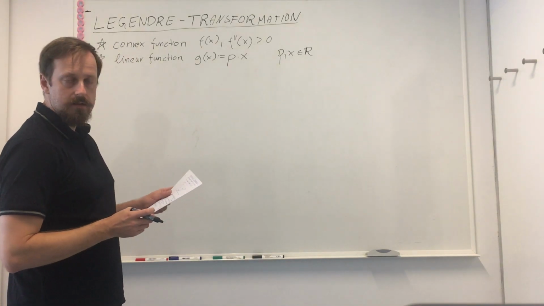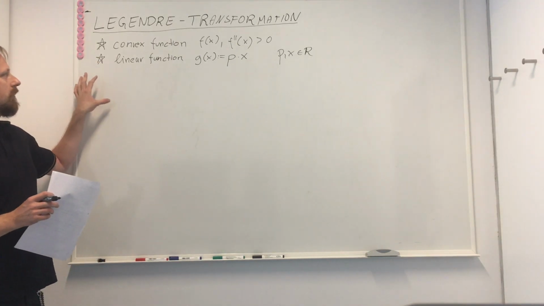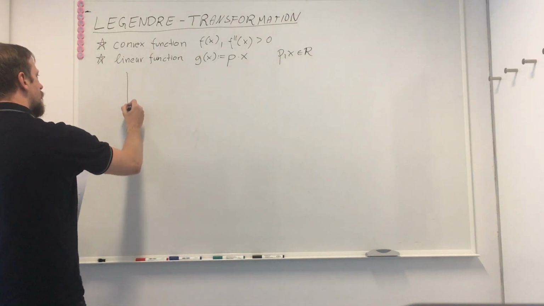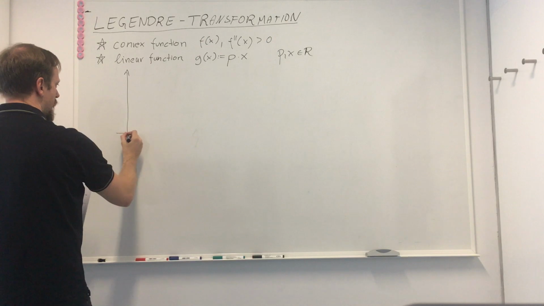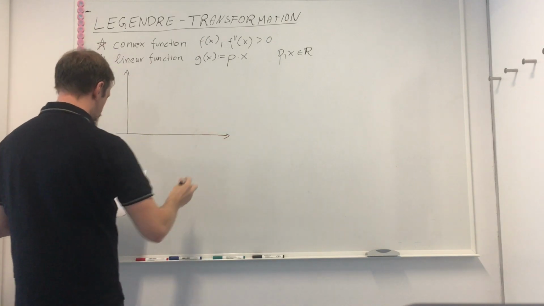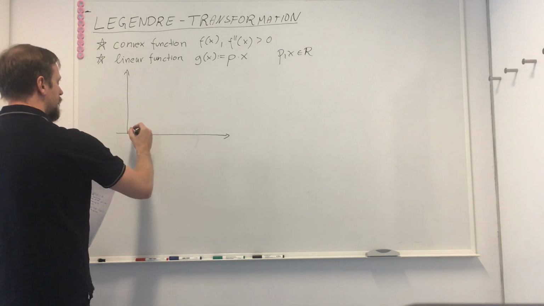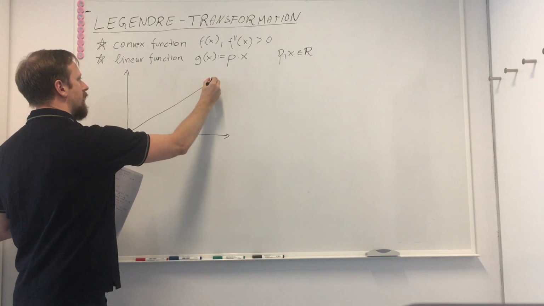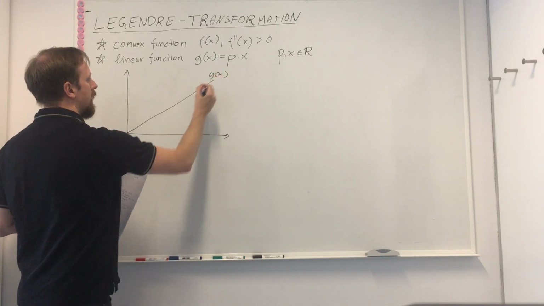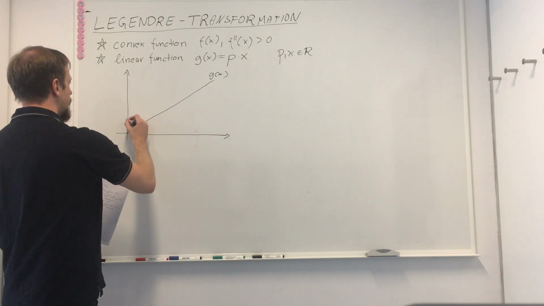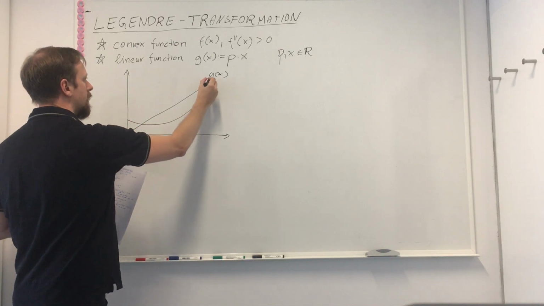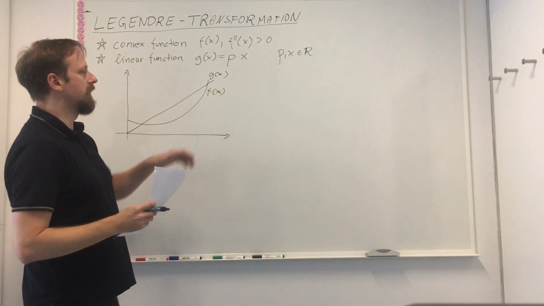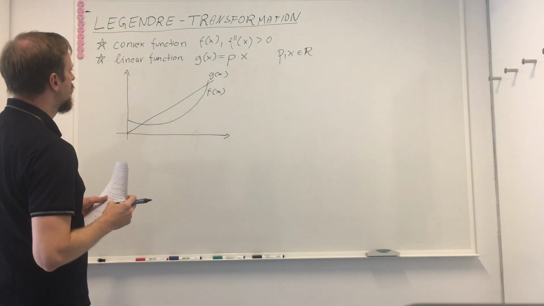The next thing I would like to do is graphically illustrate what we have here. Let's draw a y-axis and an x-axis. First draw the function g of x, which goes like this. And the function f of x, which may go like this if it is strictly convex for all x.